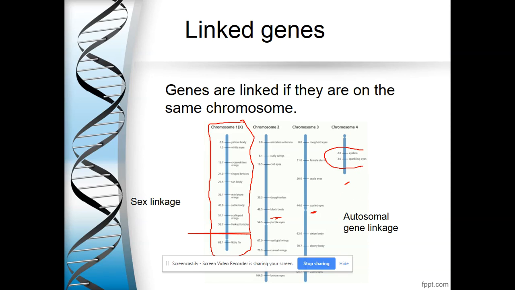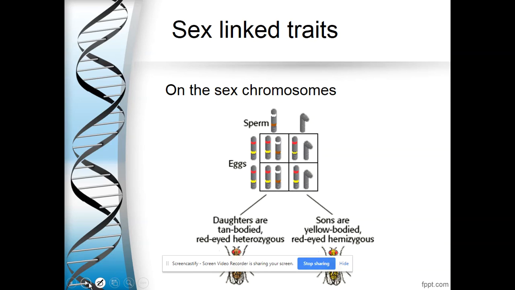And so being eyeless, or having sparking eyes, is linked on chromosome number 4. So these are simply traits that are more often inherited together simply because they're near each other on the same chromosome. So this is just showing another picture.